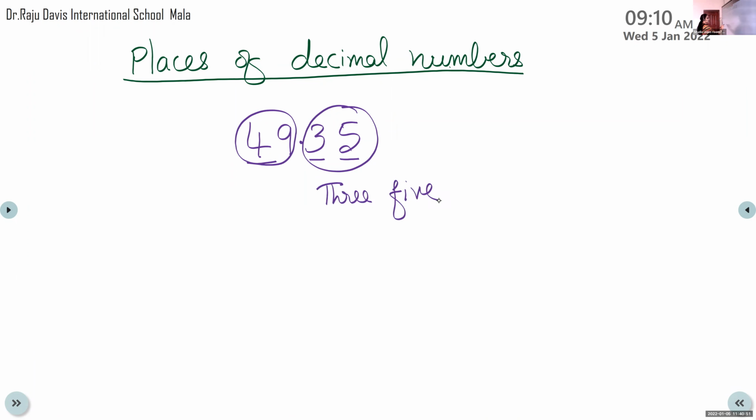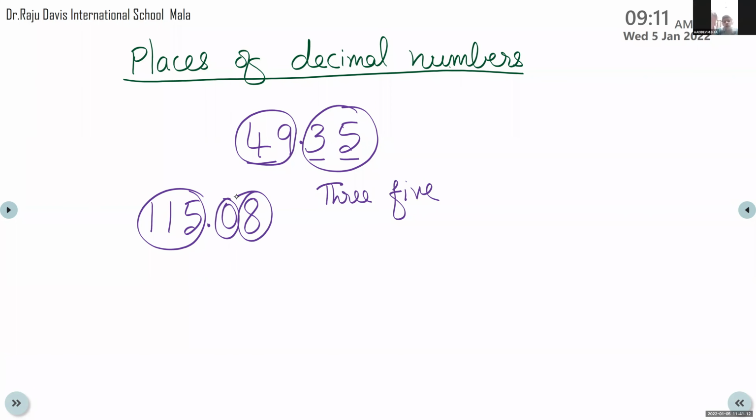Suppose the number is 115.08. We have to read it as 115 point 0 8. Before the point, it is a whole number, so we can read it together. After the point, the numbers have to be read separately. They should not be read together.